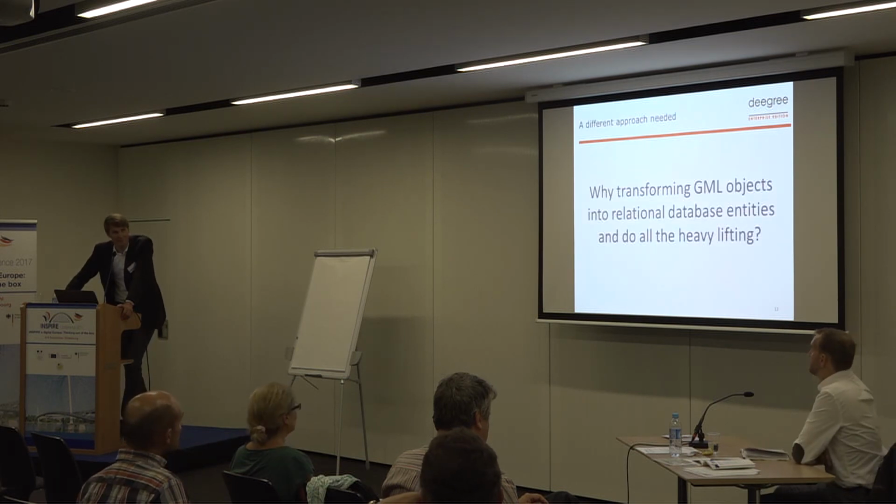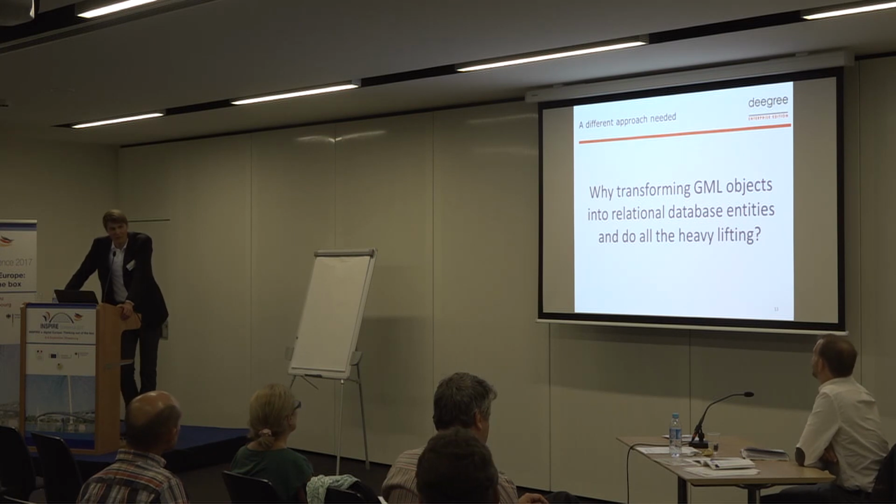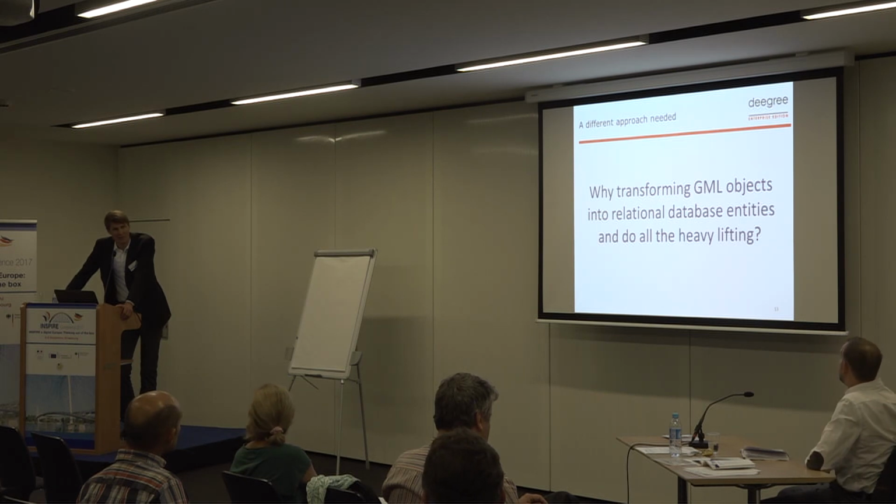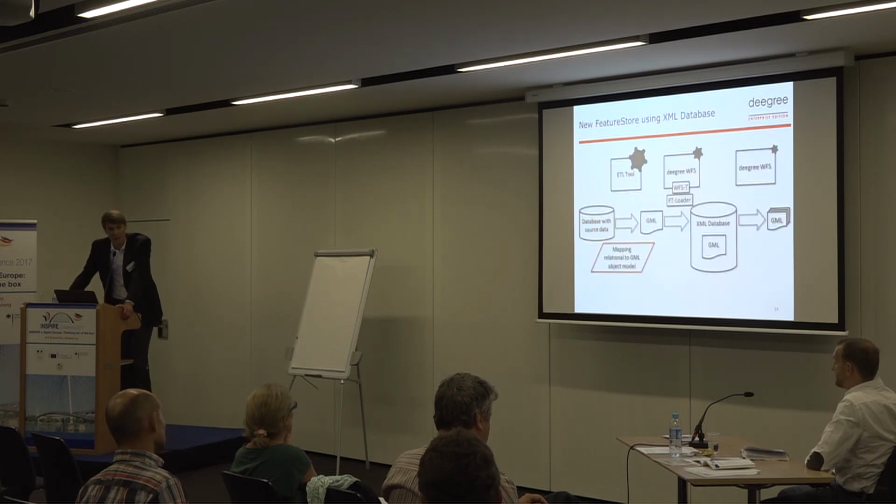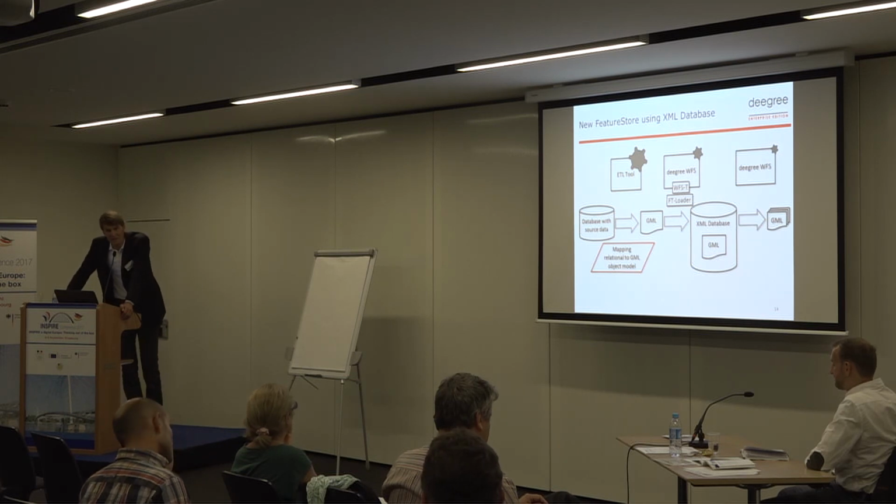So the question is why transform GML objects from objects to a relational model and store them in a relational database engine? Why do such a lot of heavy lifting? Why not just take the GML as it is and use an XML database to keep the data really as it is, and to leverage the advantage of using an XML database to work directly on the full XML, to have the advantages of both solutions.